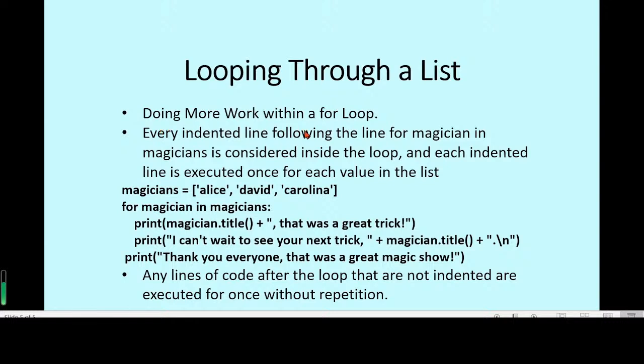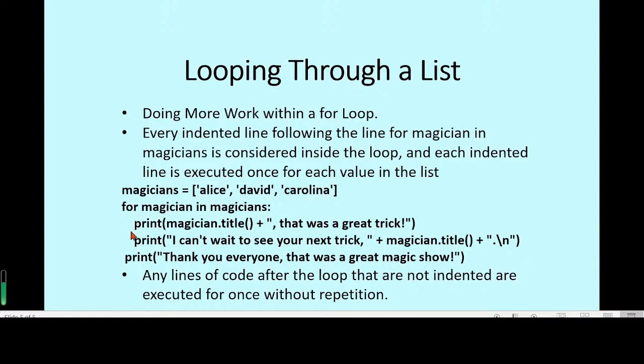Doing more work within a for loop. Every indented line following the line for magician in magicians is considered inside the loop, and each indented line is executed once for every value in the list. So for example, this is a magician list. We can write a for loop, for magician in magicians. Then these two indented lines are considered inside the for loop.